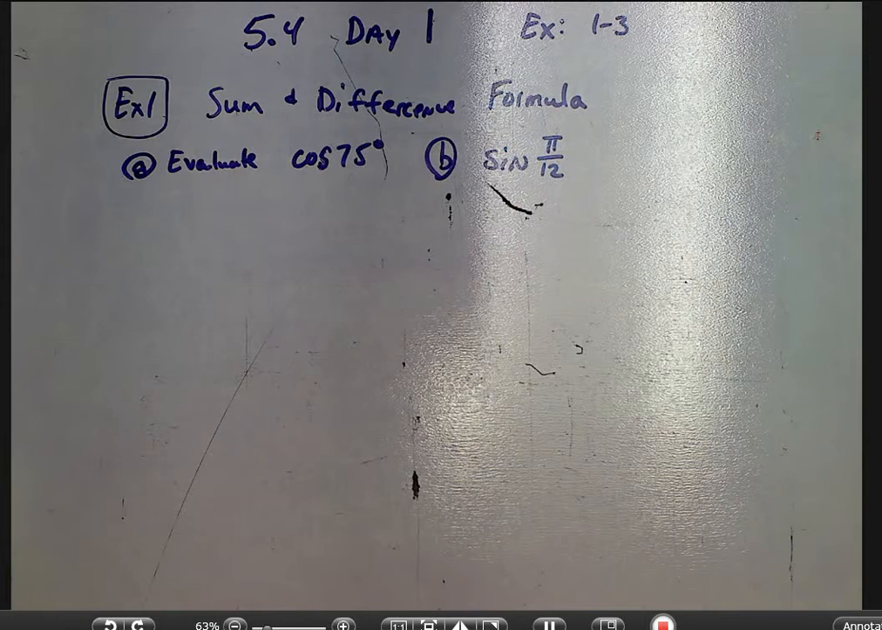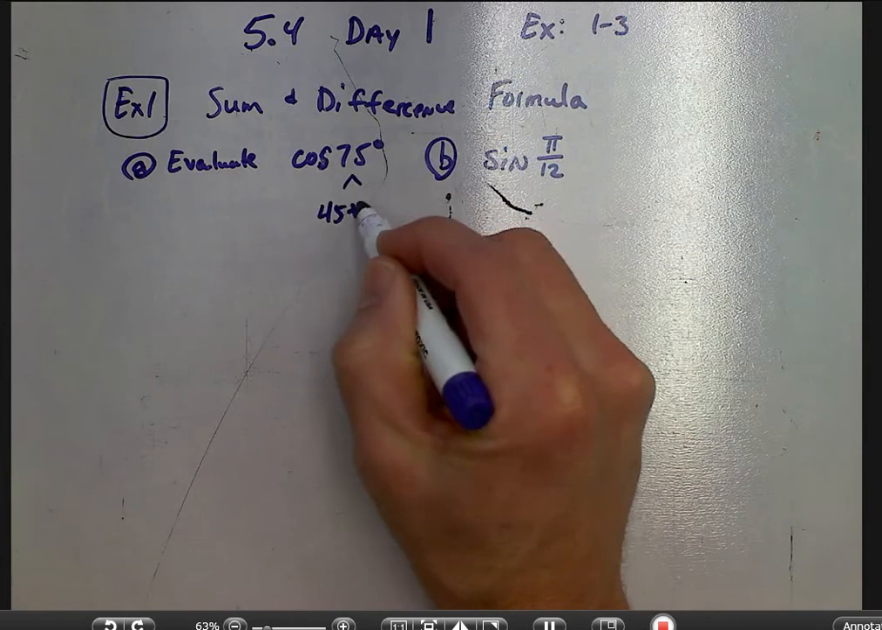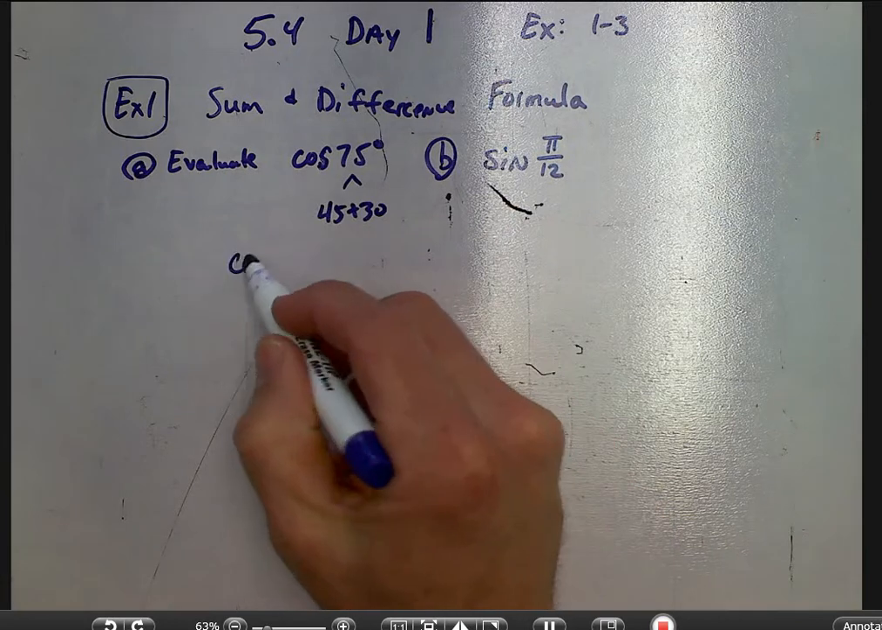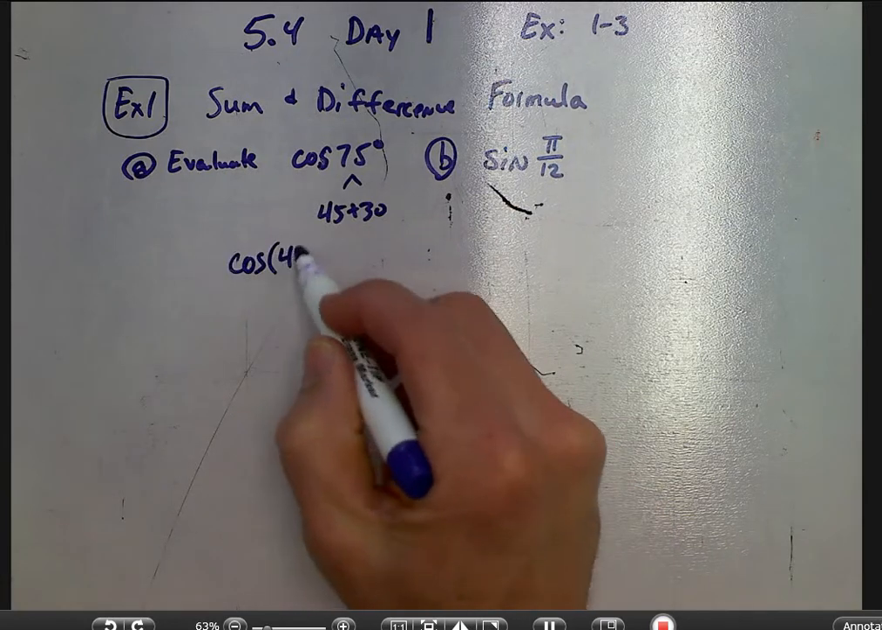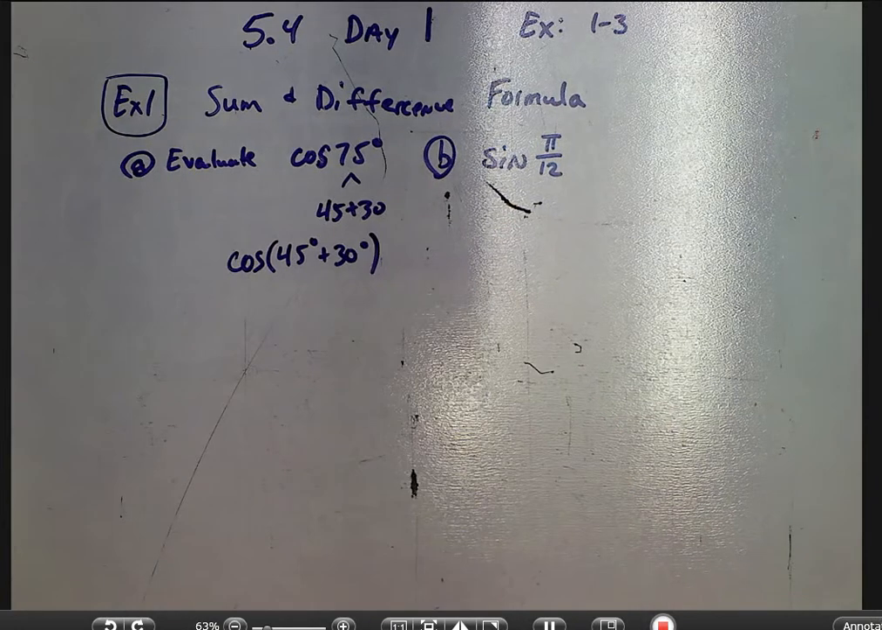But 75 degrees is a compilation of two things. 75 degrees is 45 plus 30. So I can rewrite this as the cosine of 45 degrees plus 30 degrees. And there's a formula for this.